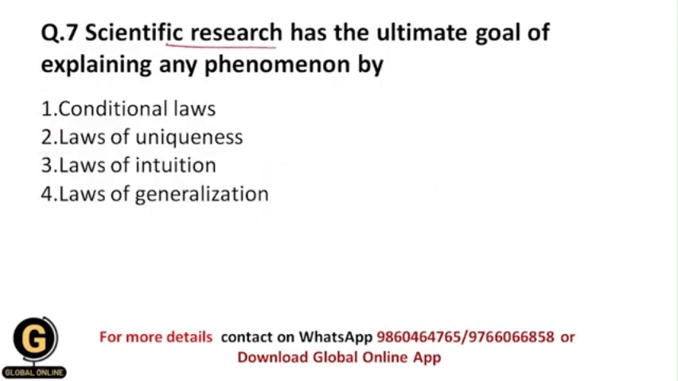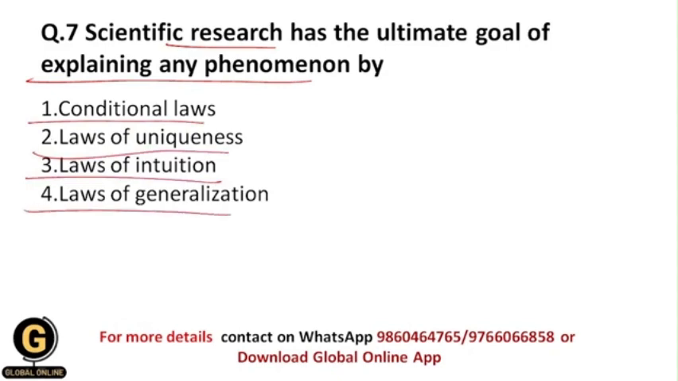Scientific research has the ultimate goal of explaining any phenomenon by... Okay, so whether it is conditional laws, laws of uniqueness, laws of intuition, or laws of generalization. So basically students, scientific research has the ultimate goal of explaining any kind of phenomenon by the laws of generalization.